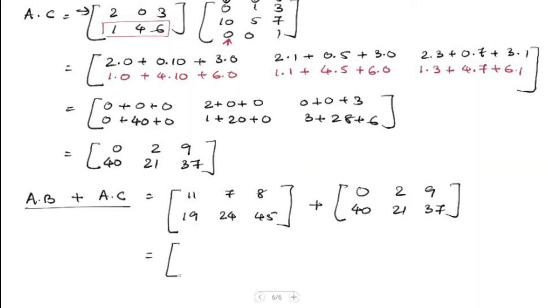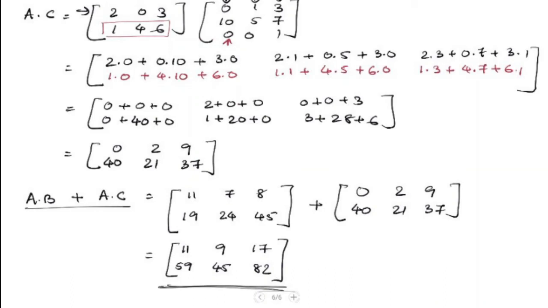So 11 plus 0 is 11, 7 plus 2 is 9, 8 plus 9 is 17. And then you have 19 plus 40 is 59. 24 plus 21 is 45, and 45 plus 37 is 82. Okay, so that's the final answer for the right hand side.